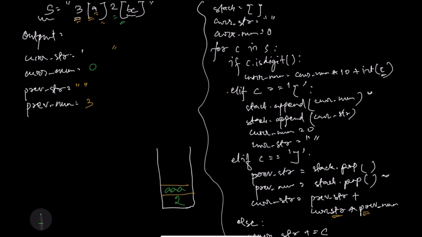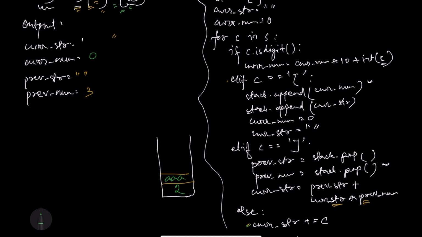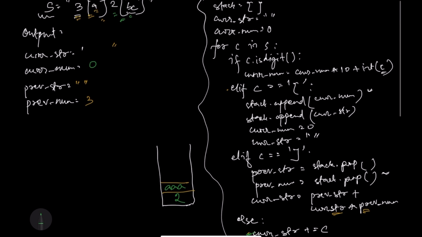Now we will move. We are now getting a B. As we are getting a B, we would append it to our current string here. We would add that character B. Now we will get a C. So we would go to the else part and we would add that character C.